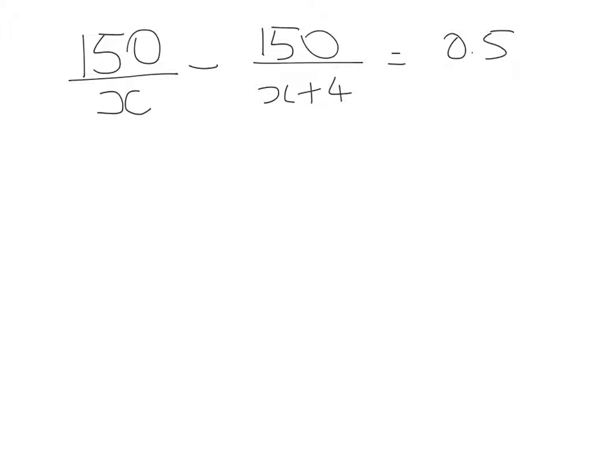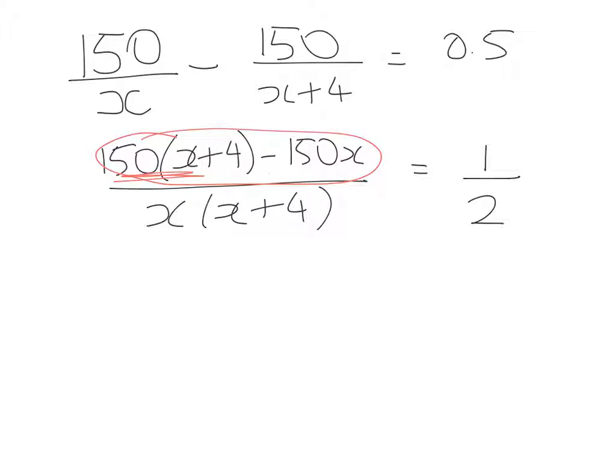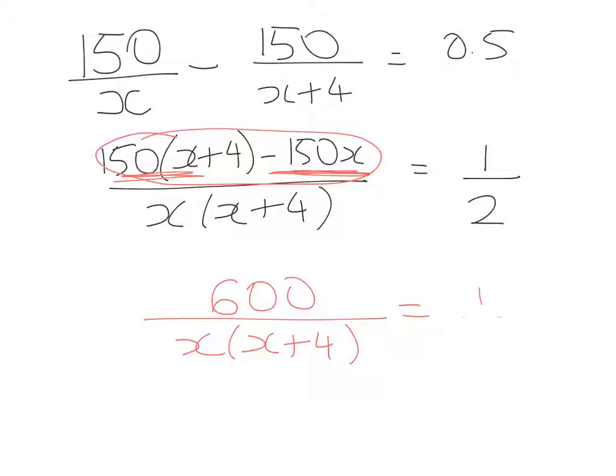Right, so let's get a common denominator here. We've got x times x plus 4. Some of you will be able to skip some of these steps, but don't skip too many, or things are likely to go bad. There we are, that equals 1/2. Right. Now in the numerator we've got 150x, take away 150x, so we're left with 600 over x times x plus 4 is equal to 1/2. Cross multiplying, that gives me 1200 is equal to x times x plus 4.